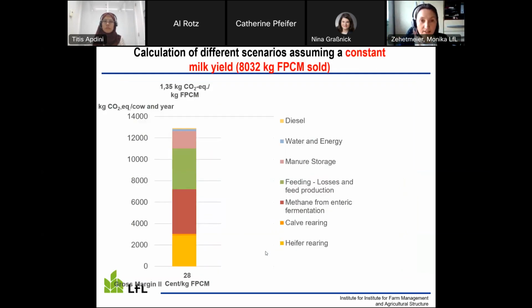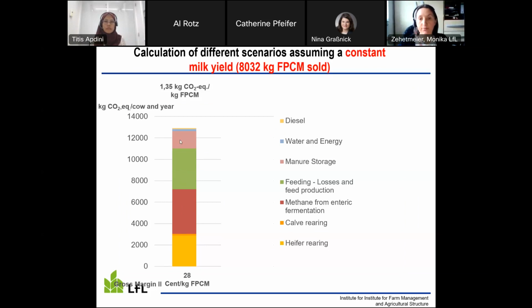Yeah, so I show you some results. If you go for a default value for a typical Bavarian dairy cow production system, you can get different results. I focus now on the greenhouse gas emissions. You see the different parts of greenhouse gas emissions that you get per cow and year. You see one part is heifer rearing, then calf rearing emissions, methane emissions from enteric fermentation. Then you have the emissions from feeding. This is feed production, a whole life cycle assessment, and also from feed losses.